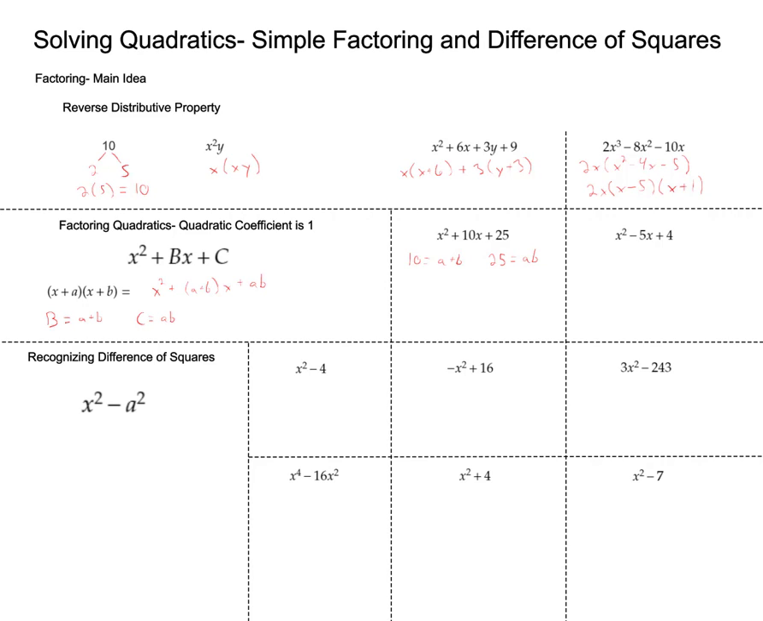Can you think of numbers a and b that add up to 10, and then when multiplied together, equal 25? Well, what if we did x plus 5 times x plus 5? 5 plus 5 equals 10, and that same 5 times 5 equals 25. So that is the factored form of x squared plus 10x plus 25. Let's look at another expression, x squared minus 5x plus 4.